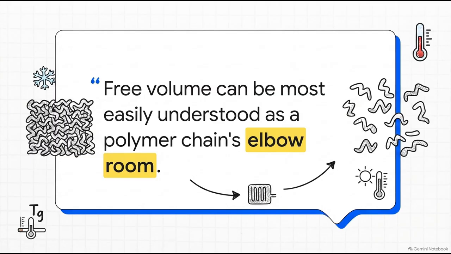You know, the best way to anchor this in your mind for the exam is to think of free volume as a polymer chain's elbow room. When cooled below TG, the material is just too crowded. The chains are stuck. But crank up the temperature and you get more elbow room. And more elbow room literally means greater segmental mobility, allowing those chains to wiggle into different physical conformations.